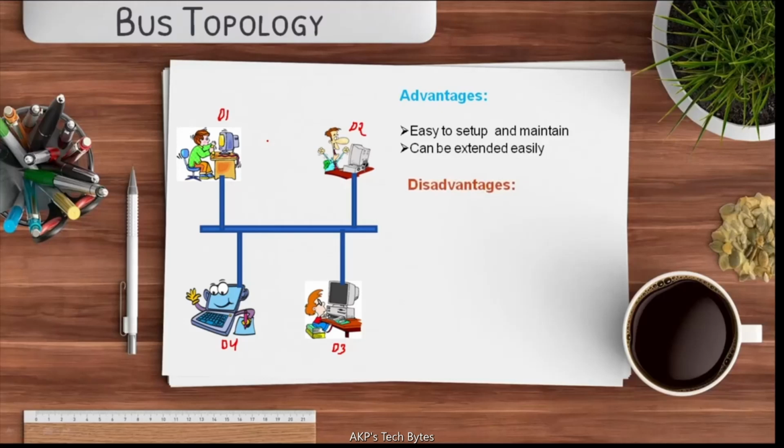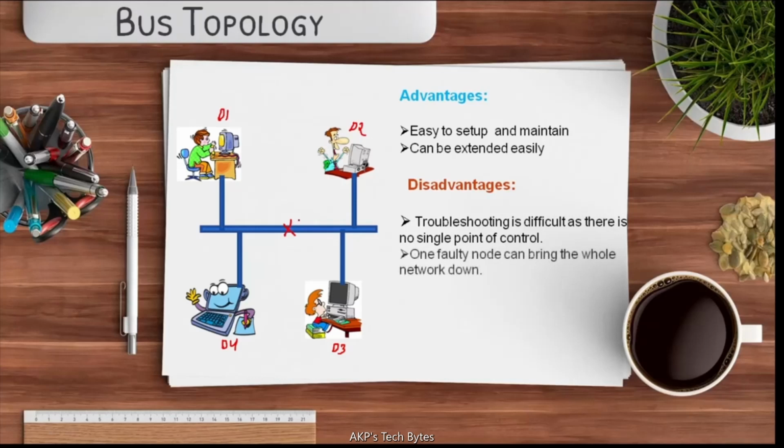Now let's go to the disadvantage part. Troubleshooting is very difficult in bus topology, as there is no single point of control, right? That is the difference with star topology. Next, another point, if there is any problem at any node, that can bring down the entire network. That is another problem in bus topology. I think it is one critical problem in bus topology.